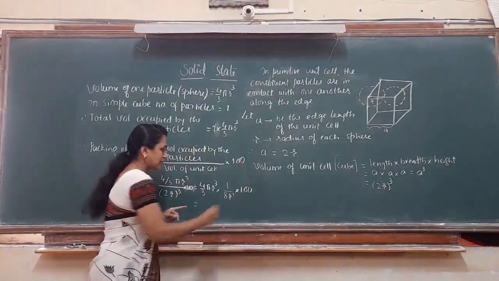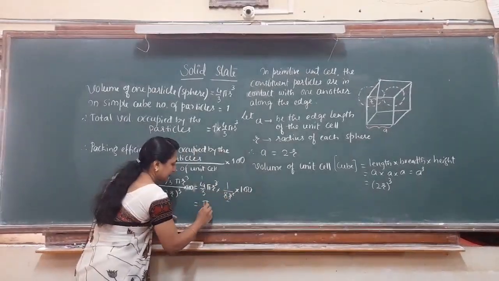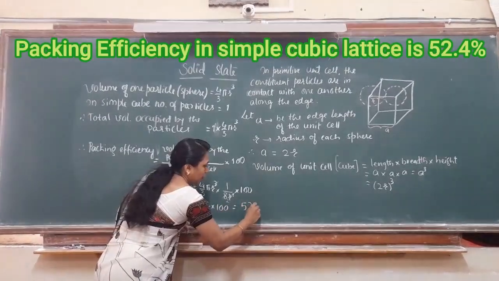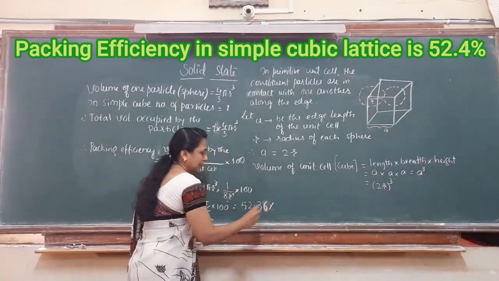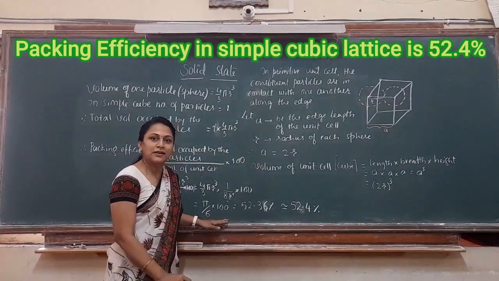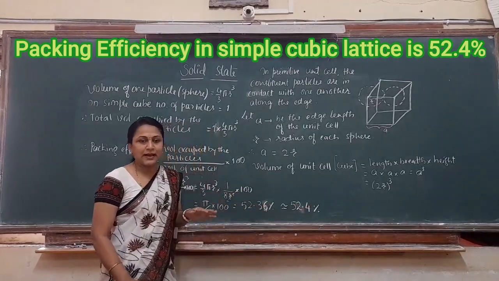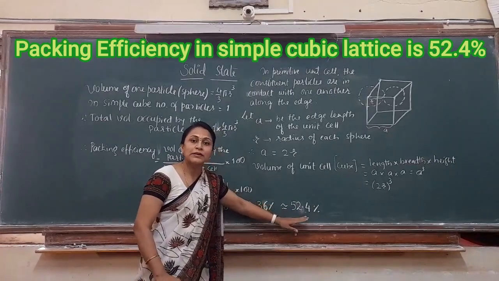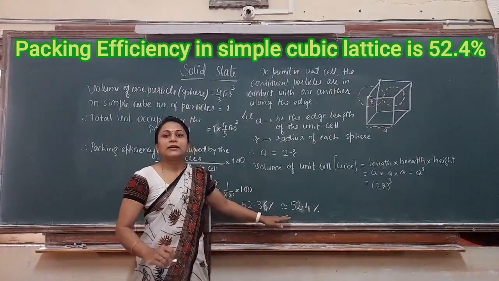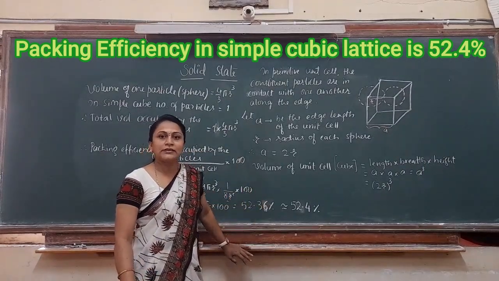If you solve this, r cube cancels. 4 ones are 4, 2 fours are 8, so it is pi by 6 into 100, which is 52.36%, approximately 52.4%. The packing efficiency in a simple cube is 52.4%. It means that only 52.4% of the space is occupied by the particles, and the rest, that is 47.6% of the space, is empty space, or in the form of void.